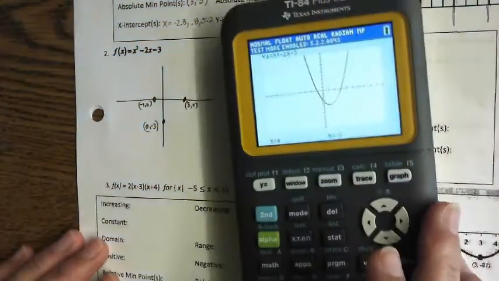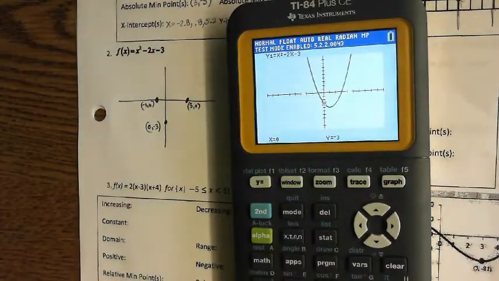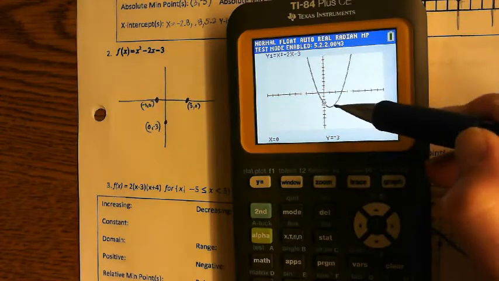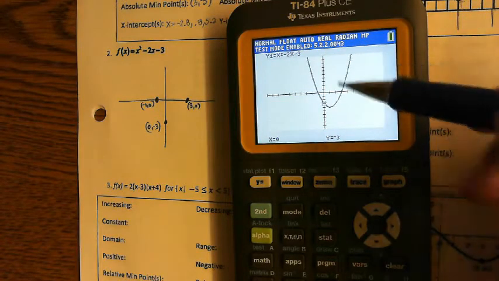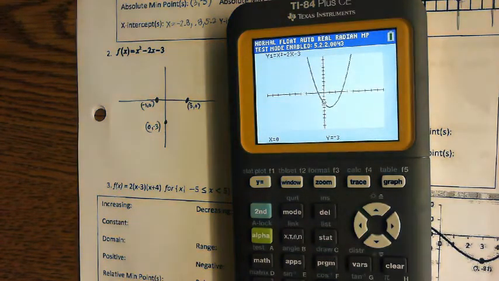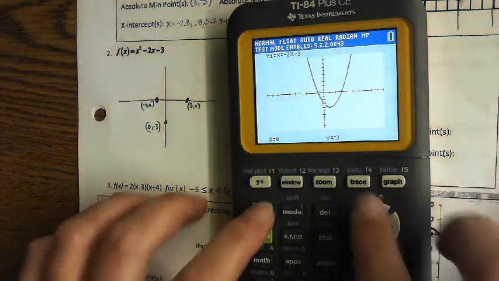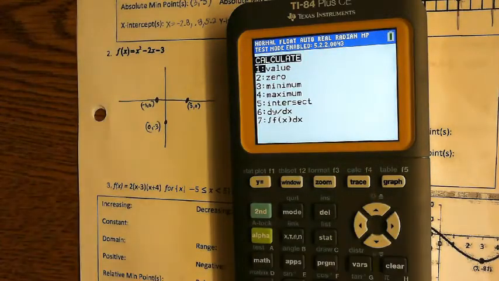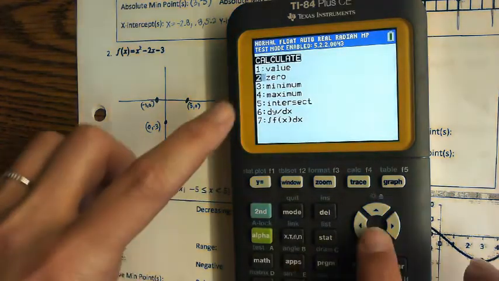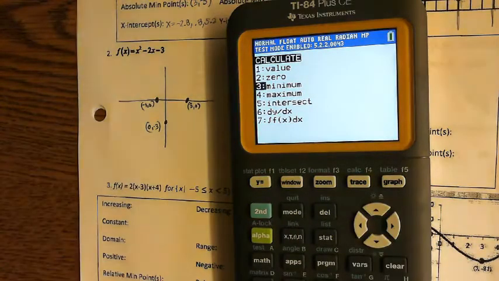And what other point on here do you think is critical? The minimum. Yep, any turnaround point, because guess what happens here? It goes from decreasing to increasing. So we're going to need that kind of shift of events. So the minimum, second trace, again, that second trace menu is our go-to. This particular vertex is a minimum.